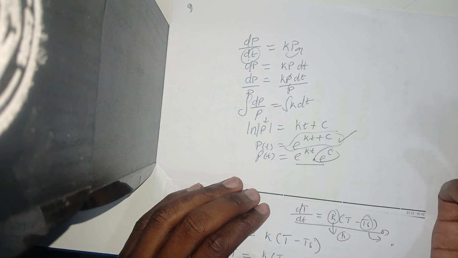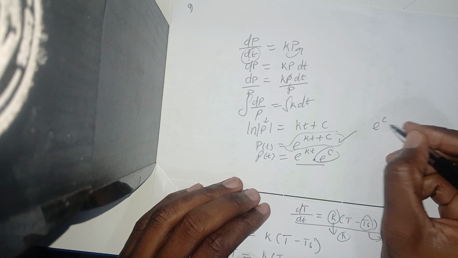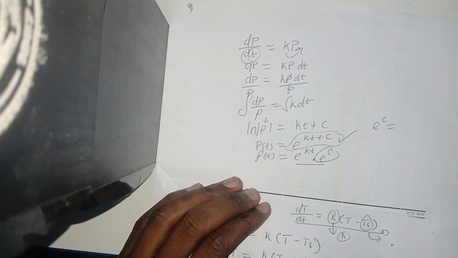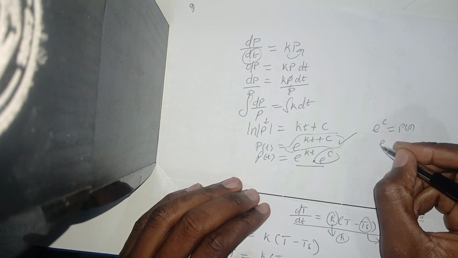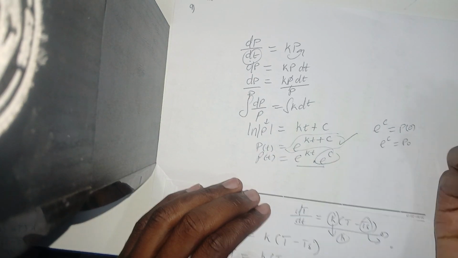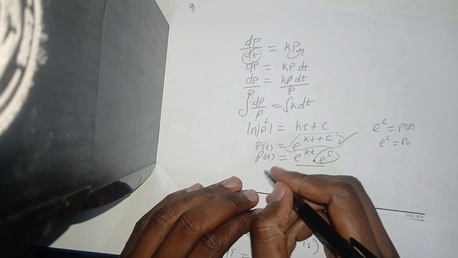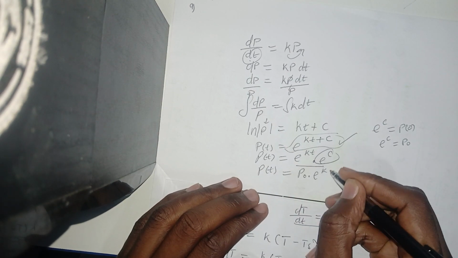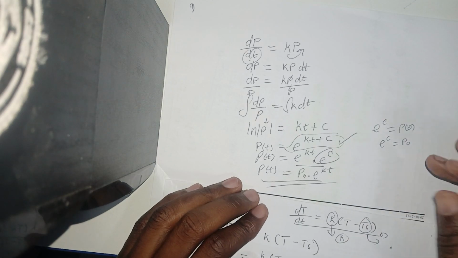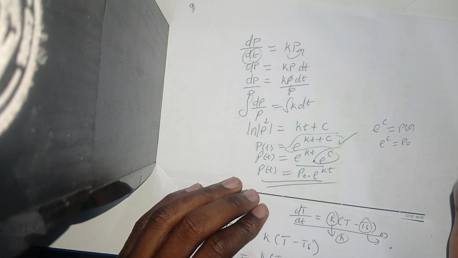This one is a constant, and we can say the constant is equal to anything that we want. In this concept, you just have to say e^C is equal to P0. It's the same thing. You just have to put any letter. So P(t) is equal to P0 multiplied by e^(kt). So this is now our equation. Now when we are given an equation that is talking about population, right?